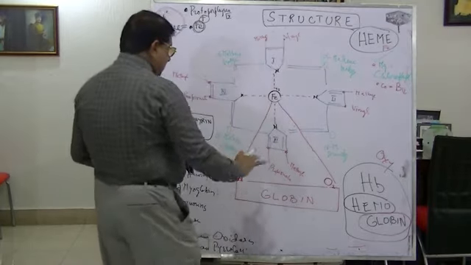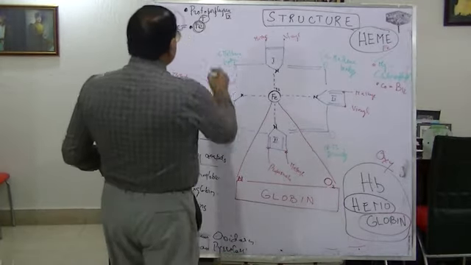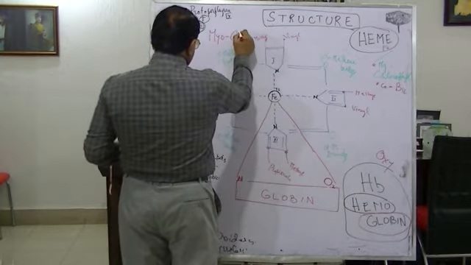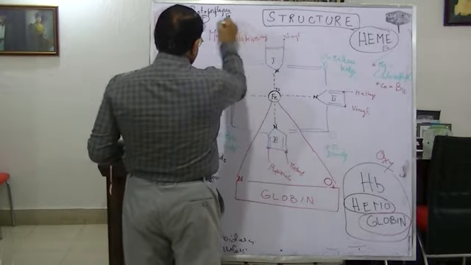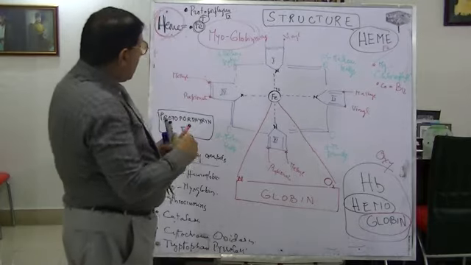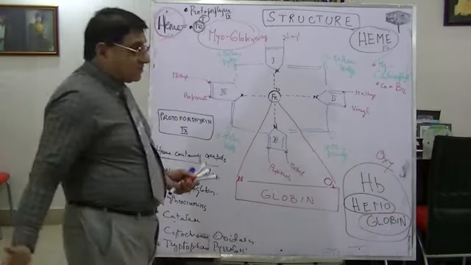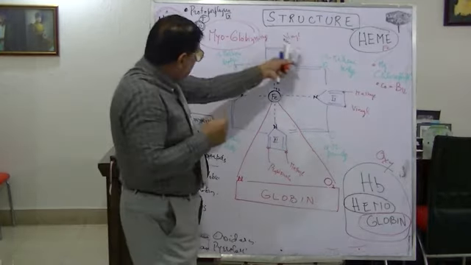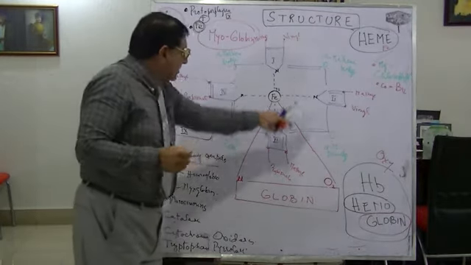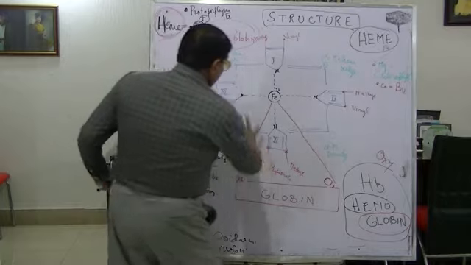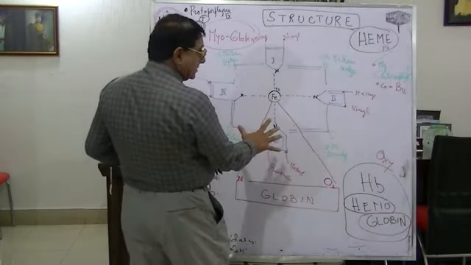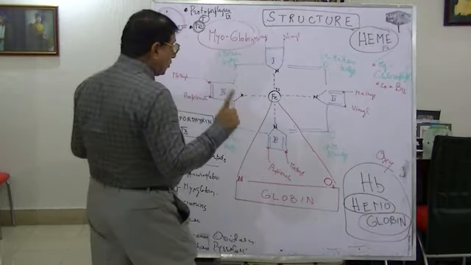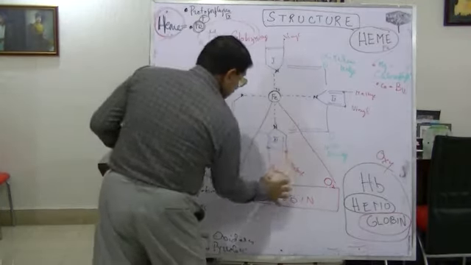But in this, there is one heme and one globin. So this is the structure of myoglobin, that is in the muscle. Myoglobin. And if this structure is repeated 4 times, it becomes hemoglobin. This heme plus globin is the structure of myoglobin. 4 of these structures get together. That is, myoglobin into 4 is equal to hemoglobin. That is, in hemoglobin you have got 4 hemes and 4 globins.